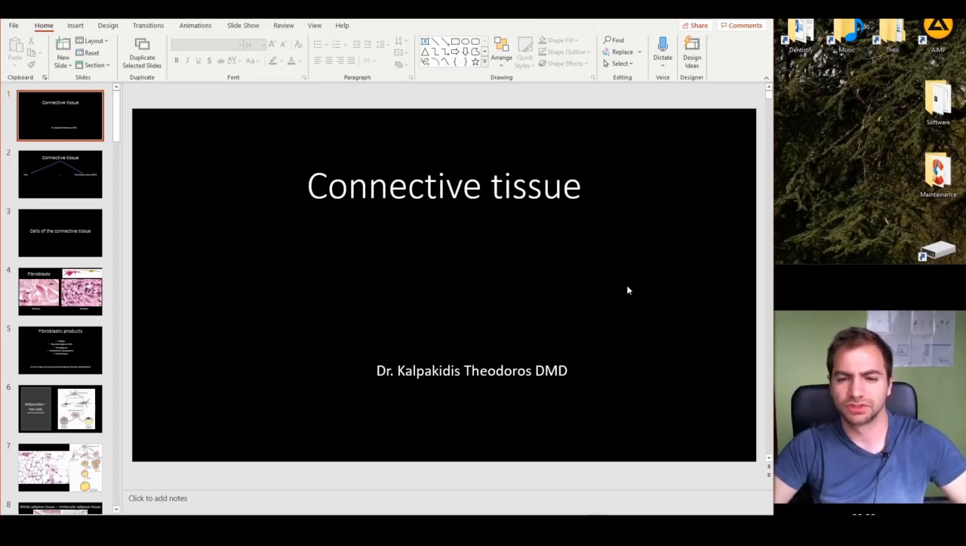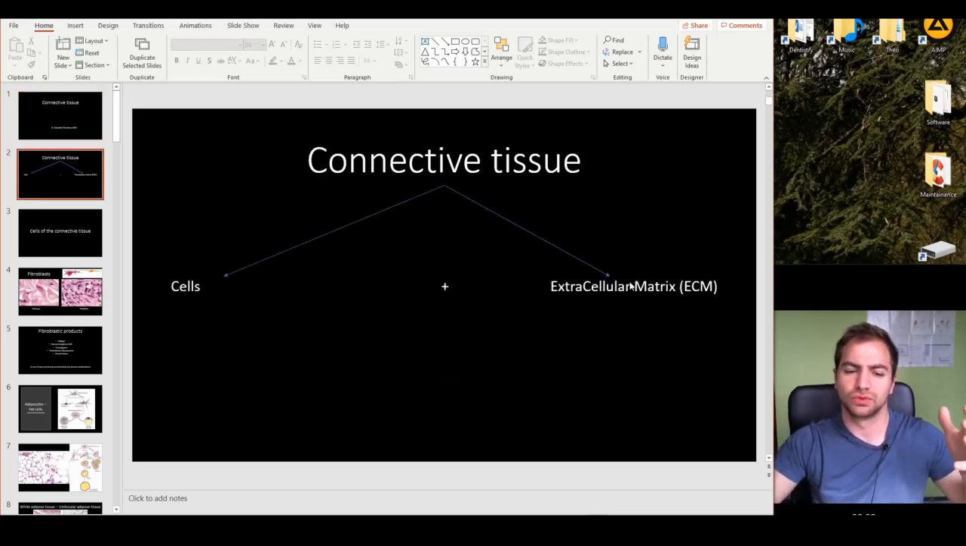Hello guys, today we're going to talk about connective tissue. So, generally speaking, as I said before, all the tissues are divided into two different portions, the cells and the ECM. We already discussed that some tissues, in the epithelial we'll discuss this thing, some tissues have more cells to more ECM.